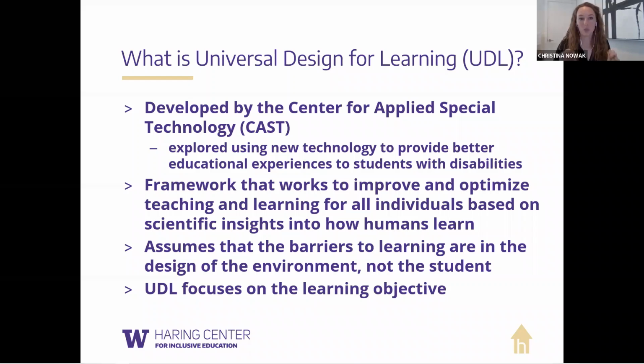All right, so what is universal design for learning? Universal Design for Learning, or UDL as it is commonly referred, is the framework developed by the Center for Applied Special Technology, so CAST. CAST was founded by a group of researchers to explore using new technology to provide better educational experiences to students with disabilities. UDL is a framework that works to improve and optimize teaching and learning for all individuals based on scientific insights into how humans learn. Additionally, UDL has expanded to be a framework that works to meet the needs of all learners.